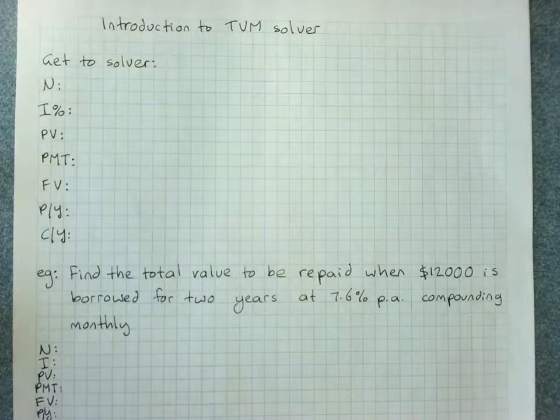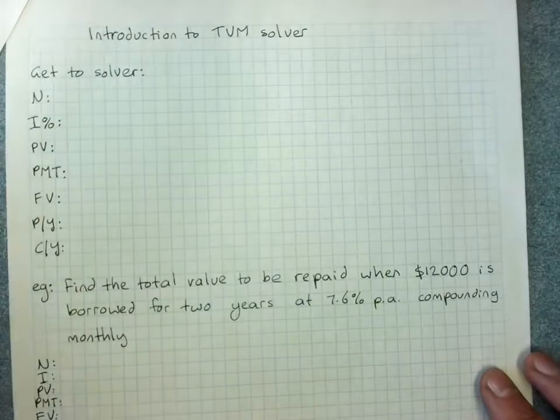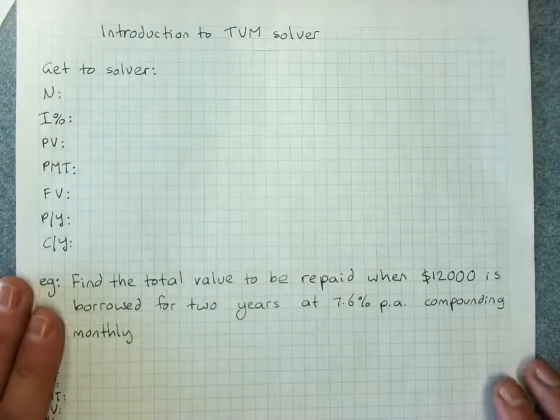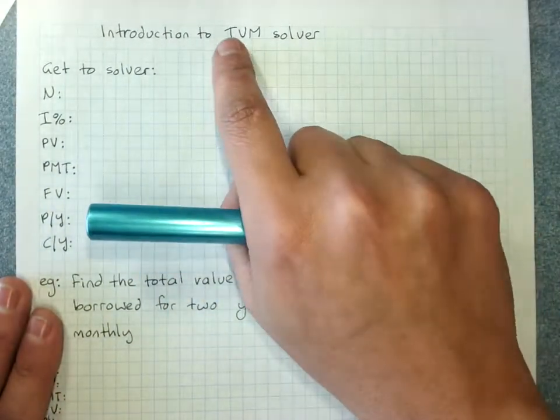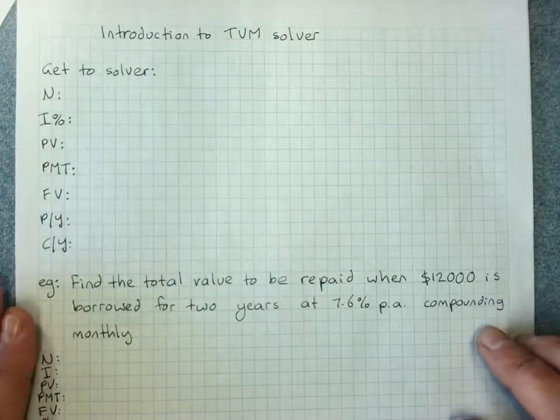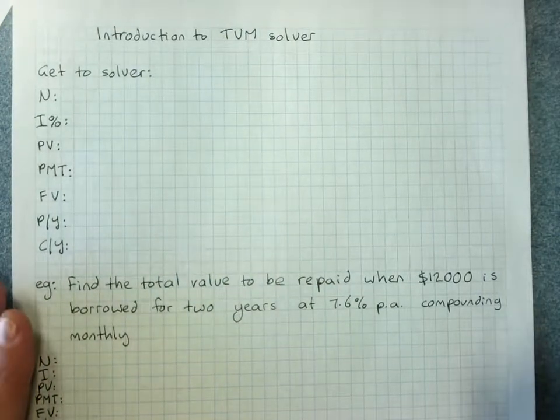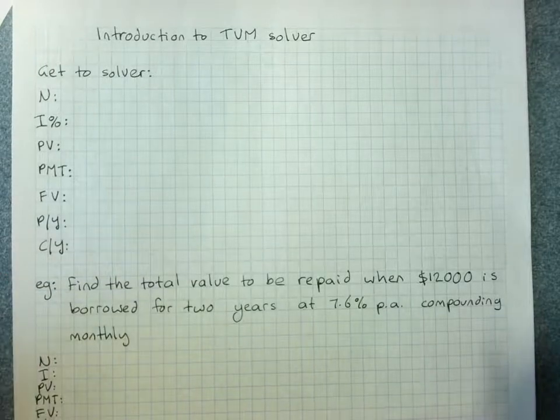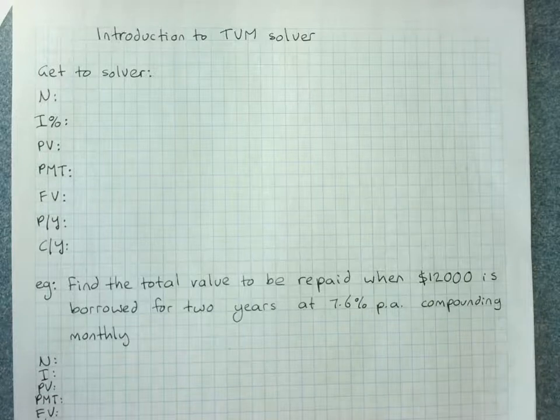Introduction to the TVM solver for finance. As I've said before, money over time has value. This is time value of money. So if you have the use of someone else's money over time, they have lost the value of that, and you need to pay them interest to make up for that when you pay back the money.